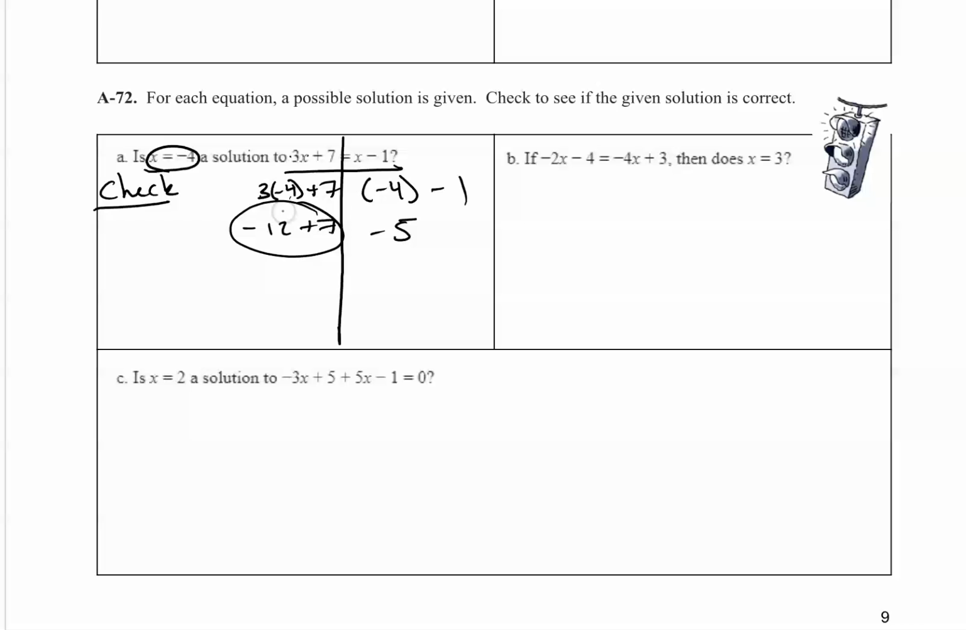Negative 12 plus 7. So if you think about it, you have negative 12 white tiles, and you have 7 positive tiles, if you want to think about it like that. It's going to make a bunch of 0 pairs, and all that's going to be left are negative 5 on the left-hand side. That's a solution.